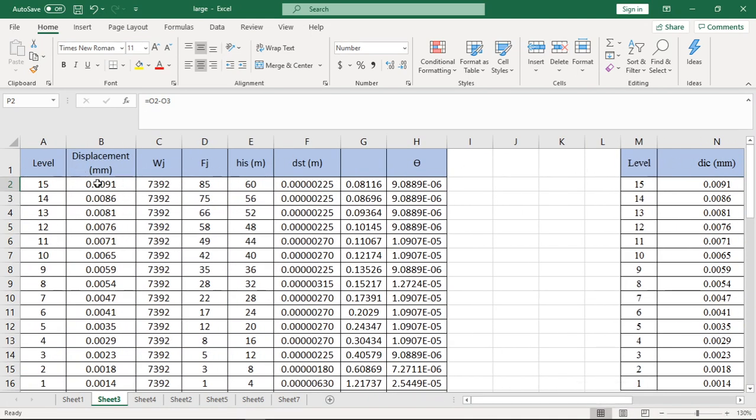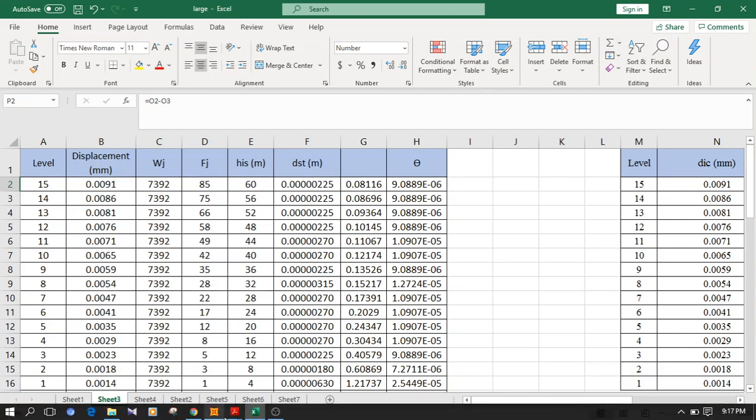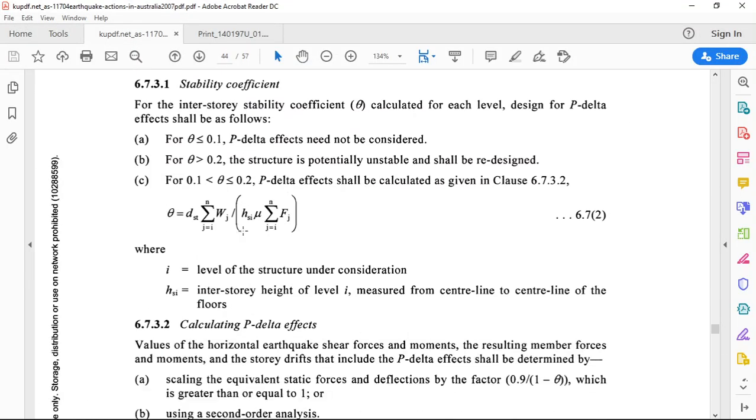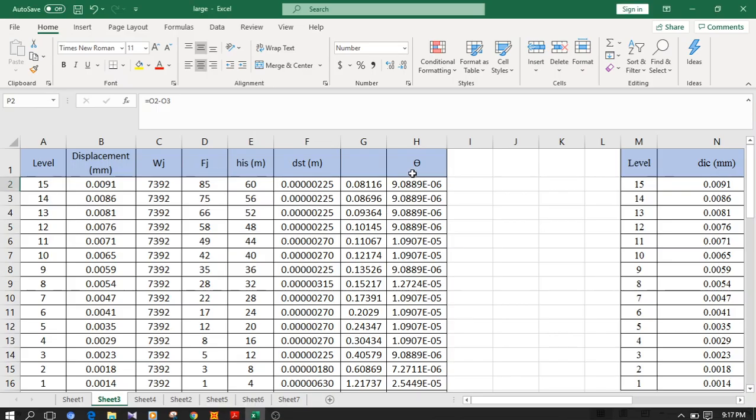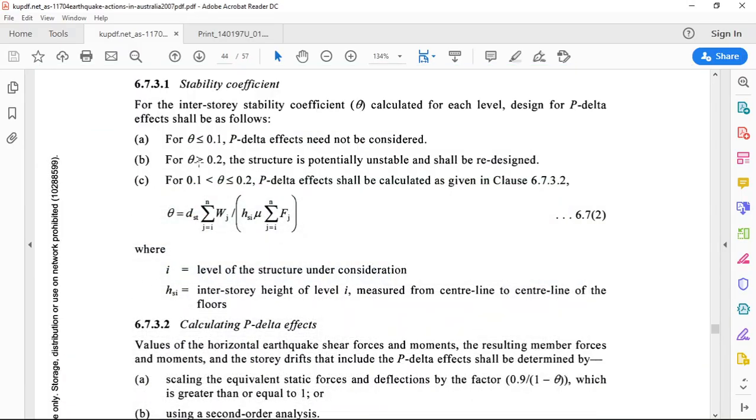Again, you have to get this DIE value, the displacement value, and these are the loads from each level, and this is the shear force at each level, not exactly the base shear. And this is the story height, and this is the DST value. Using these parameters, you can develop an Excel sheet to get the theta value, and check if it is less than 0.1. If it is less than 0.1, then you do not have to consider any PDelta effects.